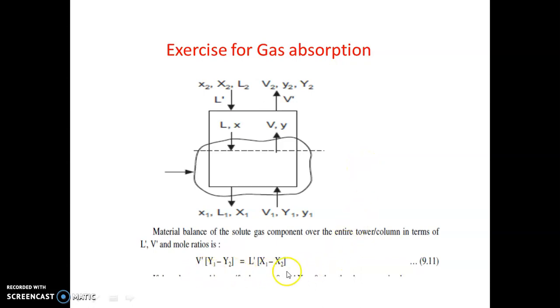So this equation we are going to use: V' (Y1 - Y2) = L' (X1 - X2). Where V' is the molar flow rate of the inert gas and L' is the molar flow rate of solute free solvent, and Y1, Y2 are the moles of solute per mole of inert gas, and X1, X2 are the moles of solute per mole of solute free solvent.